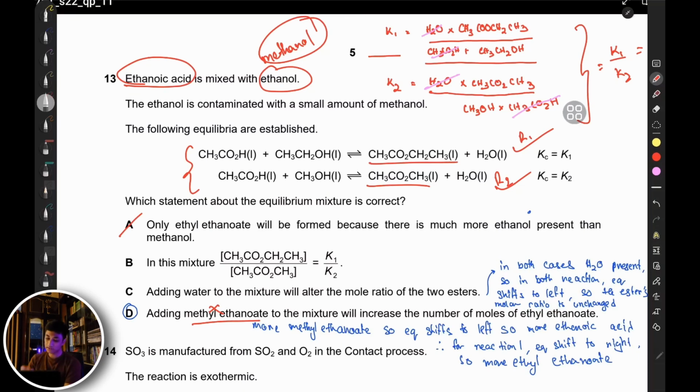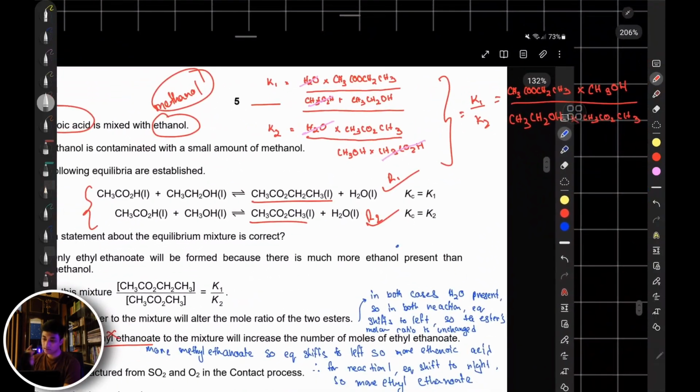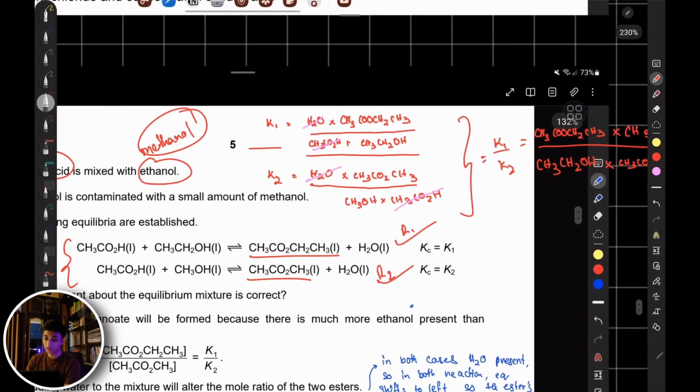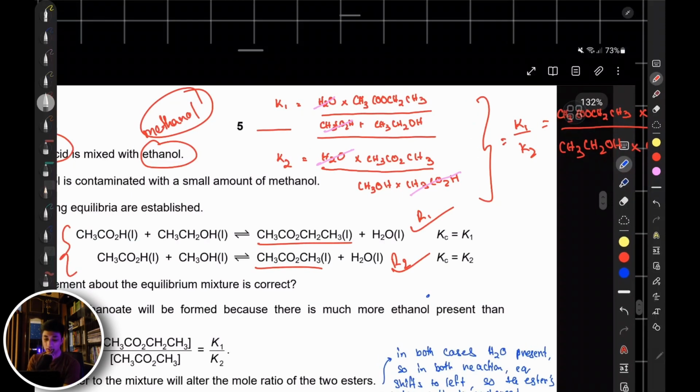B, in this mixture, this is the reaction constant 1 divided by reaction constant 2. So to find that expression, let's find the reaction constant for reaction 1 and reaction 2. For K1, the products are in the numerator: H2O times CH3COOCH2CH3. And in the denominator, we have the reactants, which are ethanol and ethanoic acid.